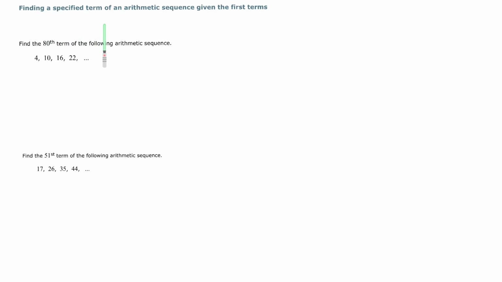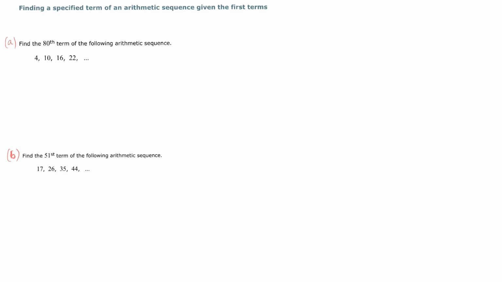Finding a specified term of an arithmetic sequence given the first terms. Here are two examples. Let's call the first example A, and call the second example B. And I'm going to show you something that's a little bit different from what you would actually see in a textbook. I'm going to show you a method that I teach to my calculus students.